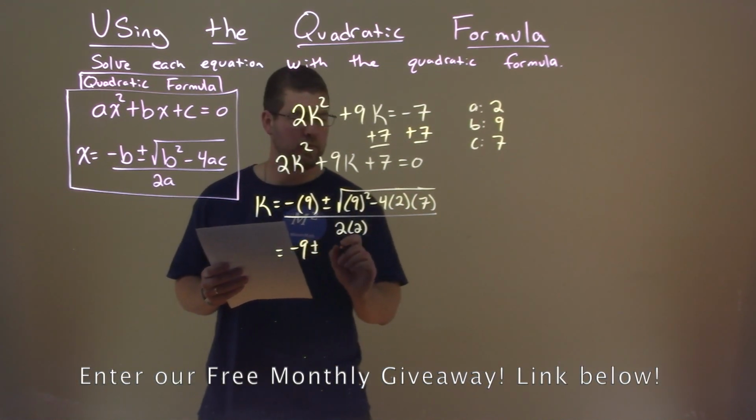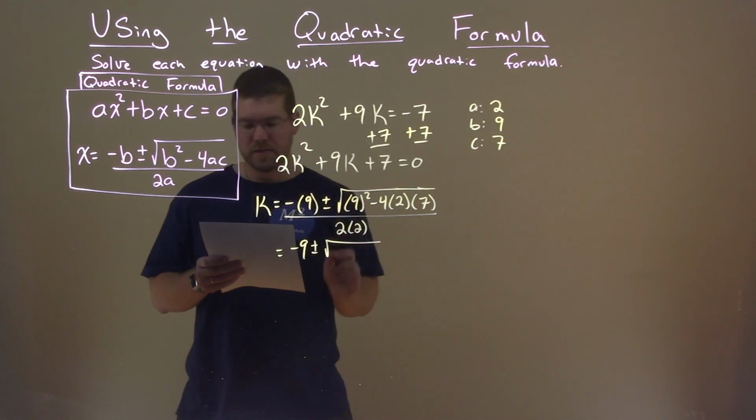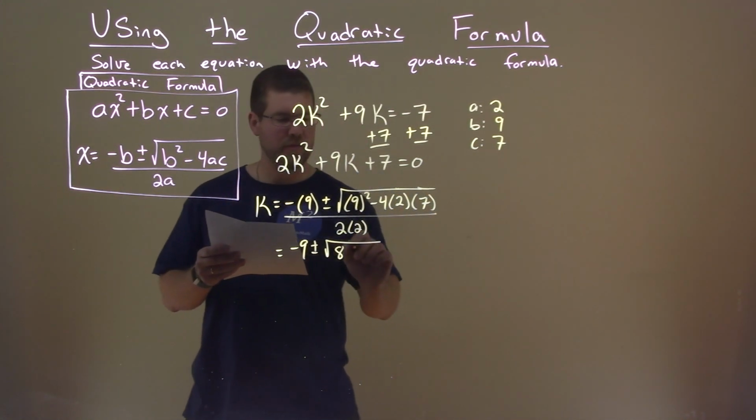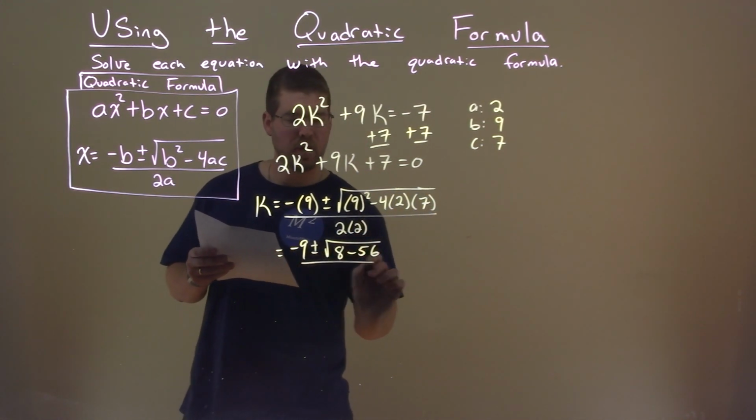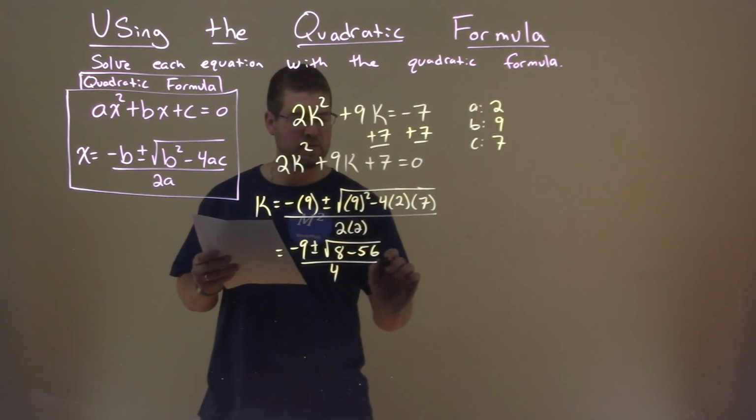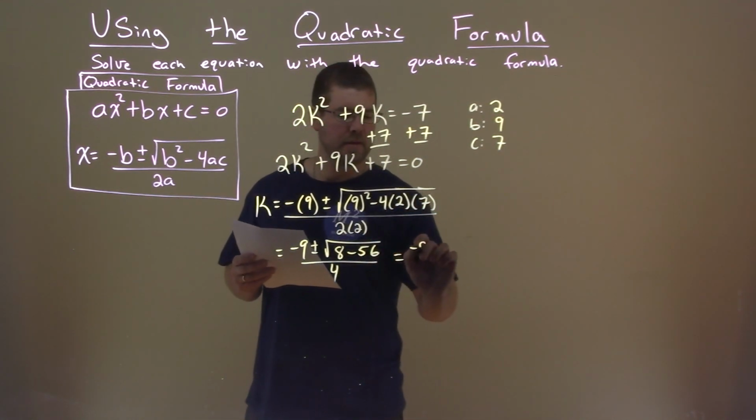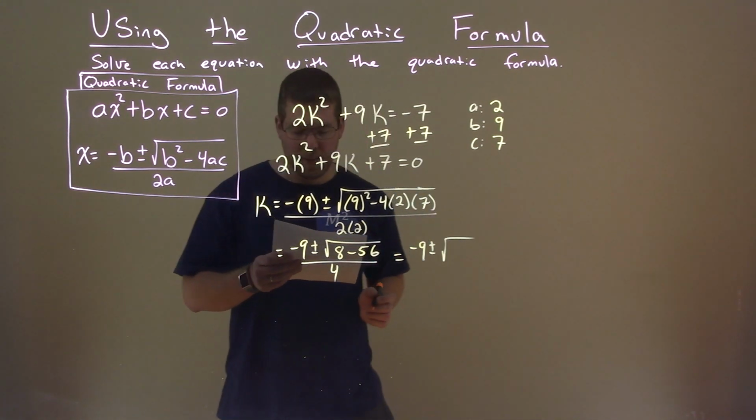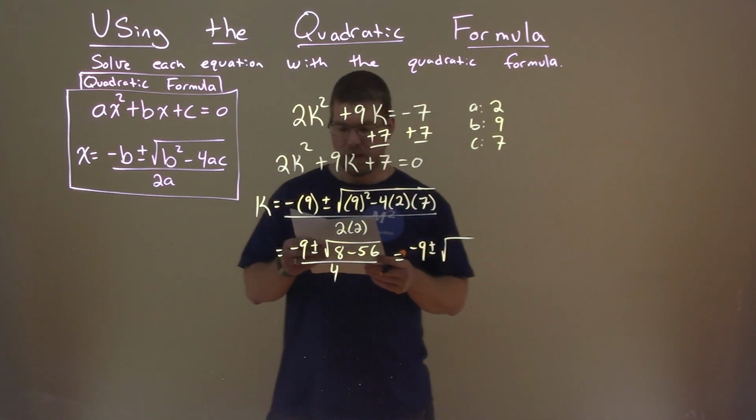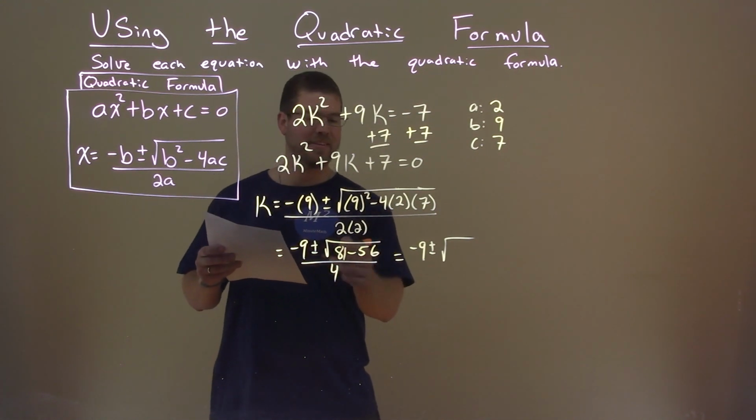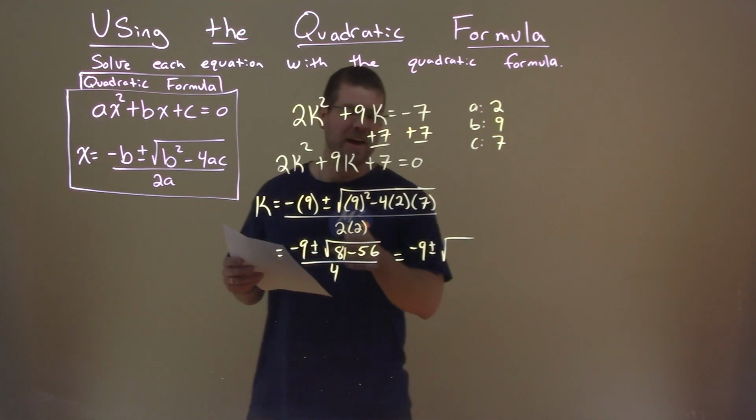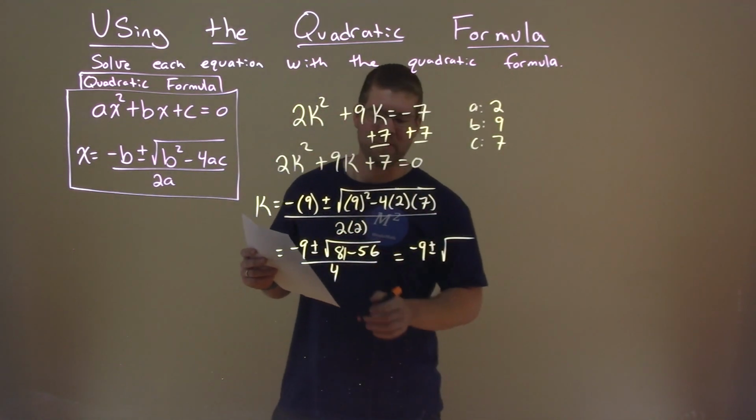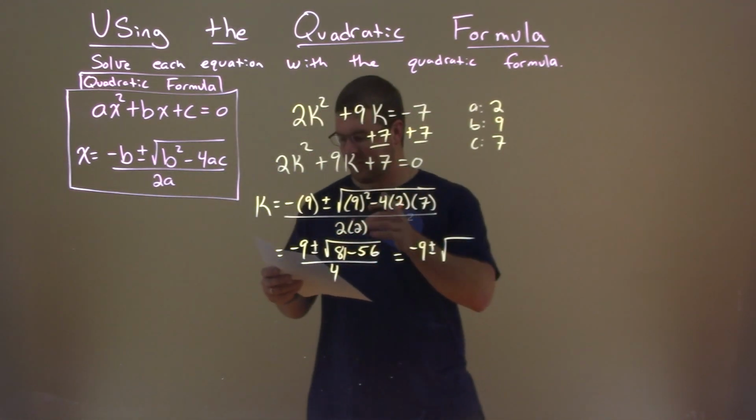Let's deal with the square root first. 9 squared is 81, and 4 times 2 times 7 is 56, all over 2 times 2, which is 4. Negative 9 plus or minus here, inside the square root. Well, it's 81. Whew, that's why I was thrown off. I was like, well, that should be negative 81. 9 squared is 81. If you caught my mistake, let me know down below. But we fixed it, so we're good, right?